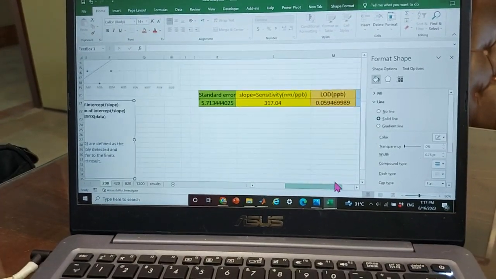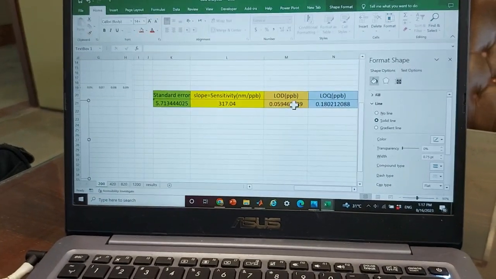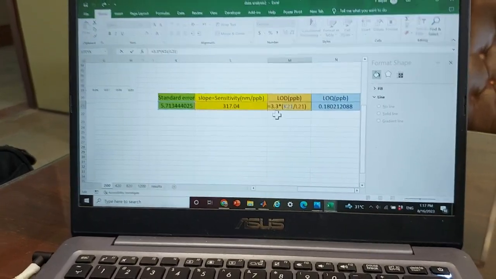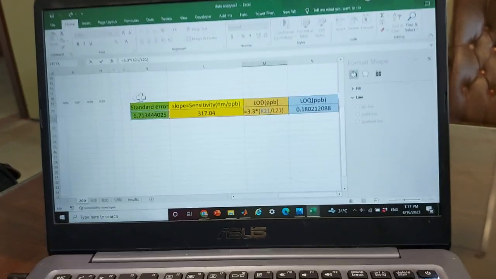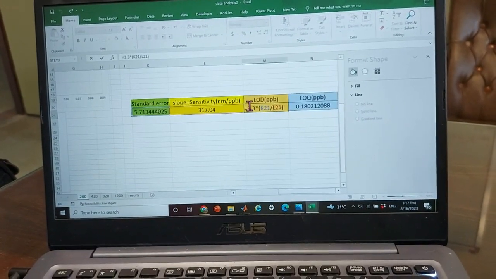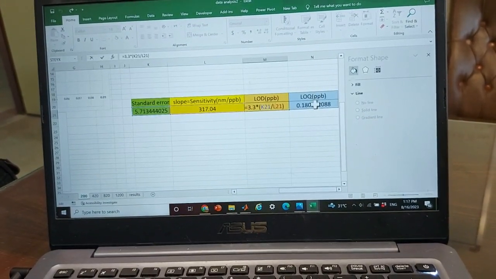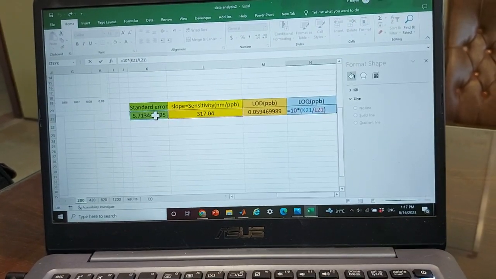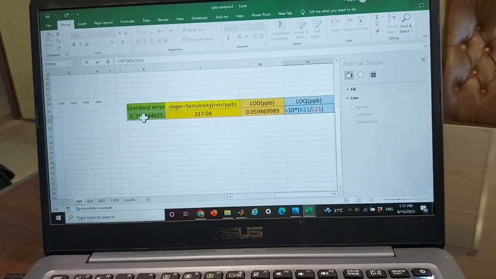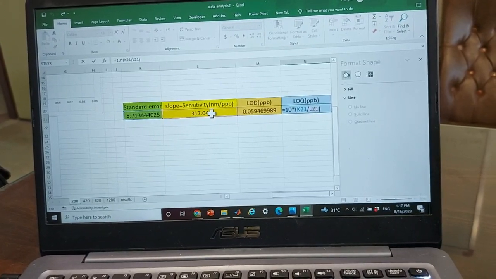And here you see the formula. The limit of detection is 3.3 times the standard error divided by the slope or sensitivity, and the limit of quantification is 10 times the standard error divided by the sensitivity.